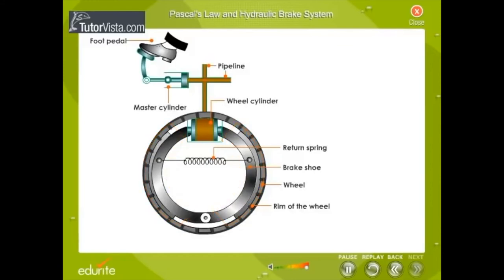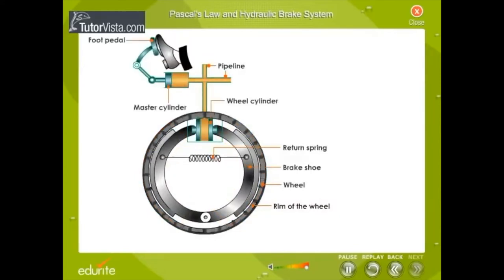This pressure is transmitted equally and undiminished throughout the fluid and to the pistons of the wheel cylinder. Therefore, the pistons get pushed outwards and the brake shoes get pressed against the rim of the wheel, due to which the motion retards. On releasing the pressure on the pedal, the return spring forces the pistons of the wheel cylinder back and the fluid flows back into the master cylinder. Hope you will remember this the next time you see a driver applying brakes.